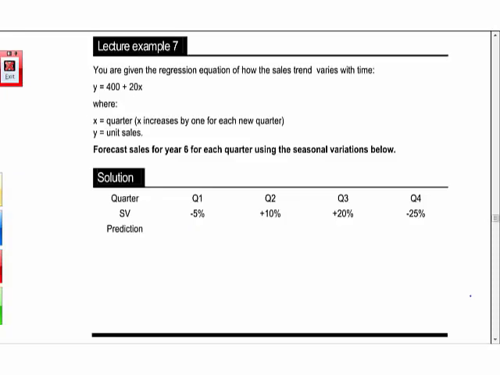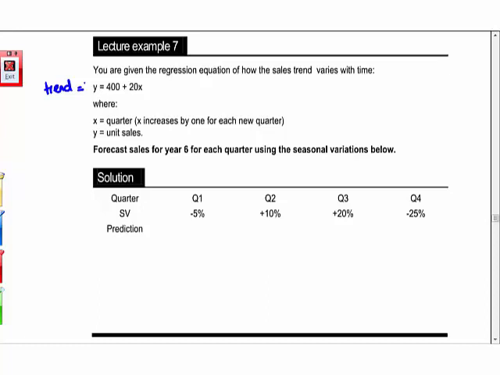Example 7 combines regression and time series. So the underlying trend then is equal to y equals 400 plus 20x. So we've got our regression equation. And what you can see then is that x is increasing by 1 for each quarter. So it's going up then by 20 each quarter to give us our sales. So we're expecting growth in sales of 20 per unit.